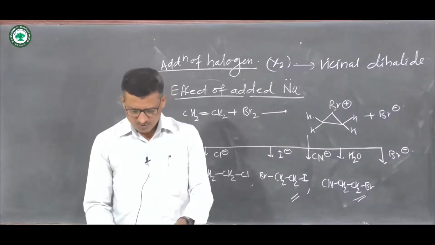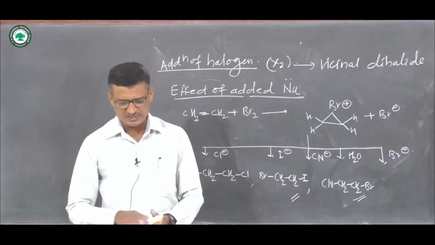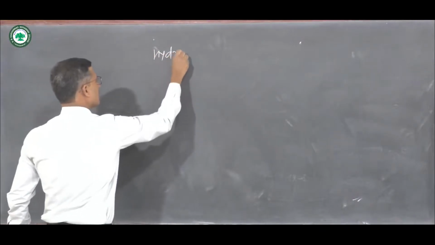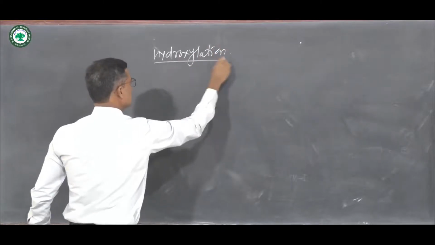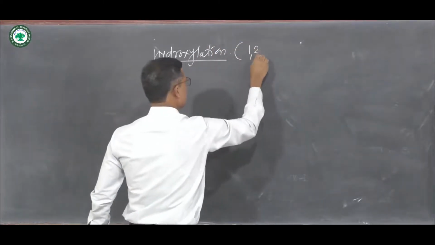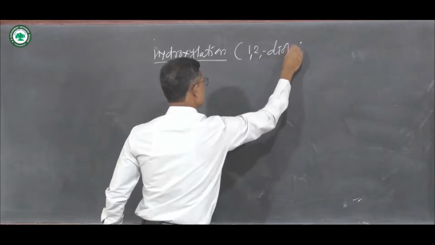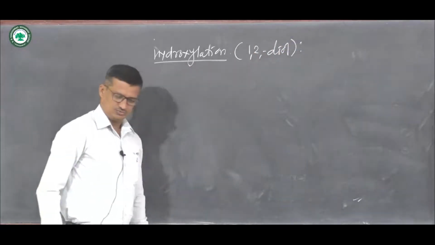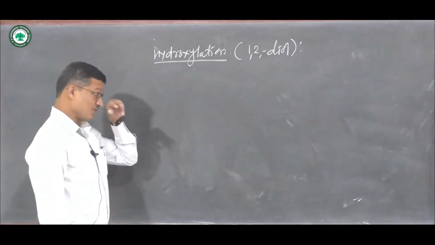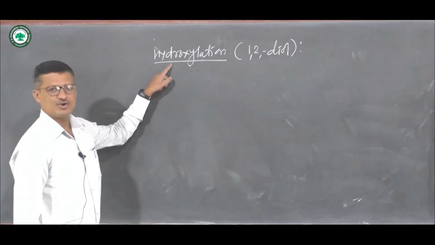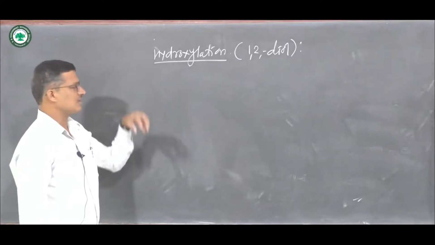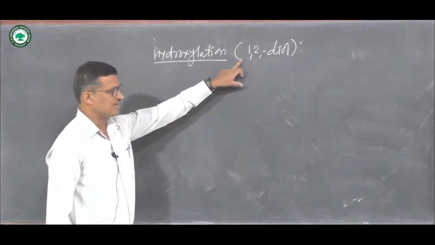Then the next example is a hydroxylation reaction. So you see the next example, that is hydroxylation, and in hydroxylation there is formation of 1,2-diols. So what happens in the case of hydroxylation? Hydroxylation is nothing but addition of a hydroxy group to the carbon-carbon double bond, and we form 1,2-diols.